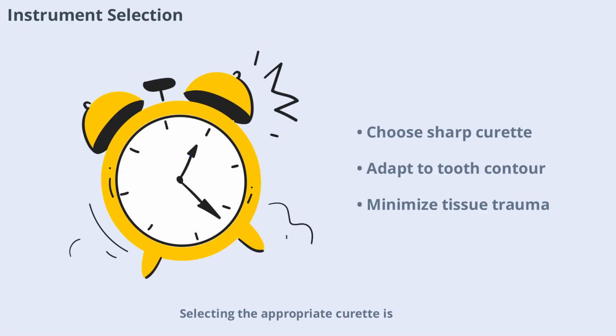Selecting the appropriate curette is crucial for effective gingival curettage. The instrument should be sharp and properly adapted to the contour of the tooth and pocket. Using the right tool ensures thorough removal of diseased tissue while minimizing trauma to healthy structures.